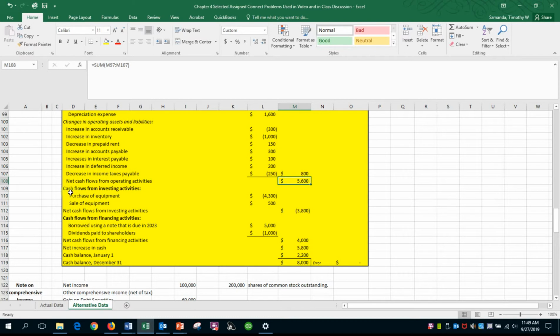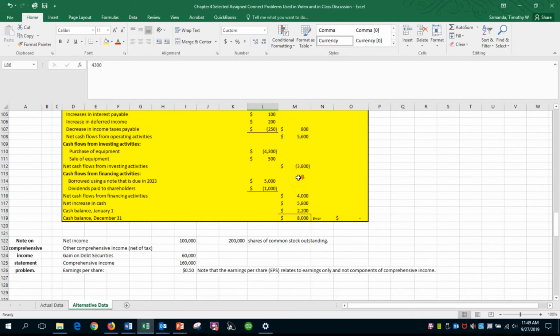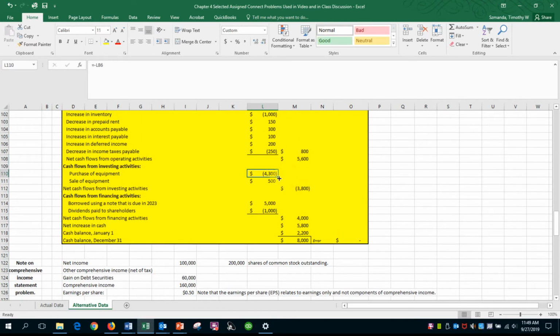So we purchased new equipment of $4.3 million. That has a negative impact on cash flow. That was given to us in this information here. Now I did change that value. You will not be given 4.3, you're given a different figure, but I changed it to 4.3. All right, so that is a negative cash flow, right? Cash is going out to buy the equipment. We sold some equipment, that means money is coming in, so it's a positive. So those two items then resulted in a net decrease in cash flow of $3.8 million.